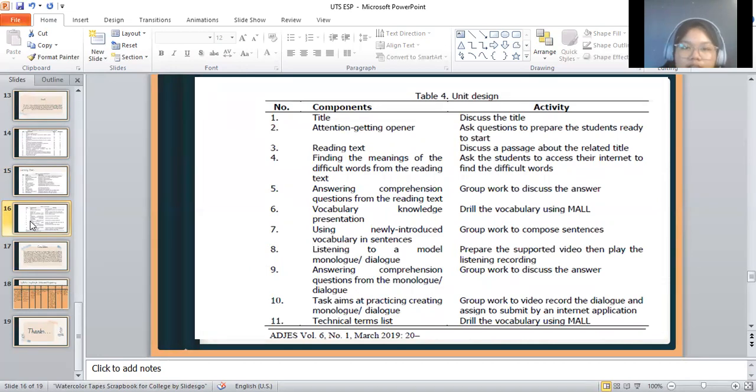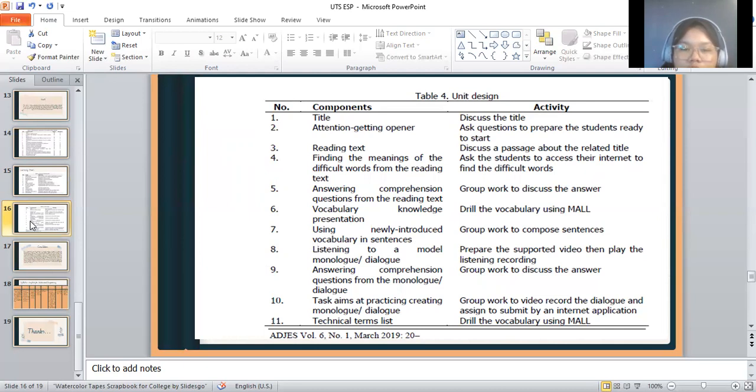The first is title, discuss the title, attention gathering opener, asking questions to prepare the students ready to start. Reading text, discuss a passage about the related title, finding the meaning of the difficult words from the reading text. The activity is to ask the students to access the internet to find difficult words, and then answering comprehension questions from the reading text. The activity is group work to discuss the answers.